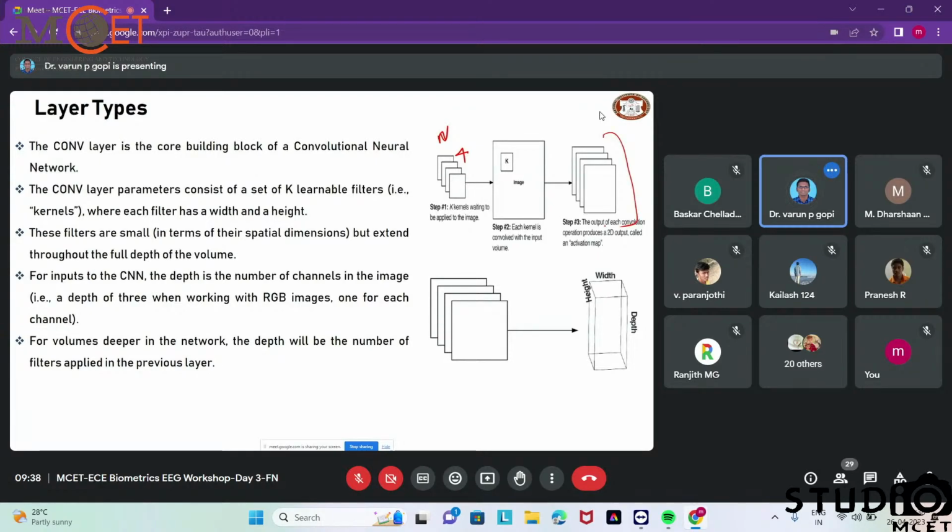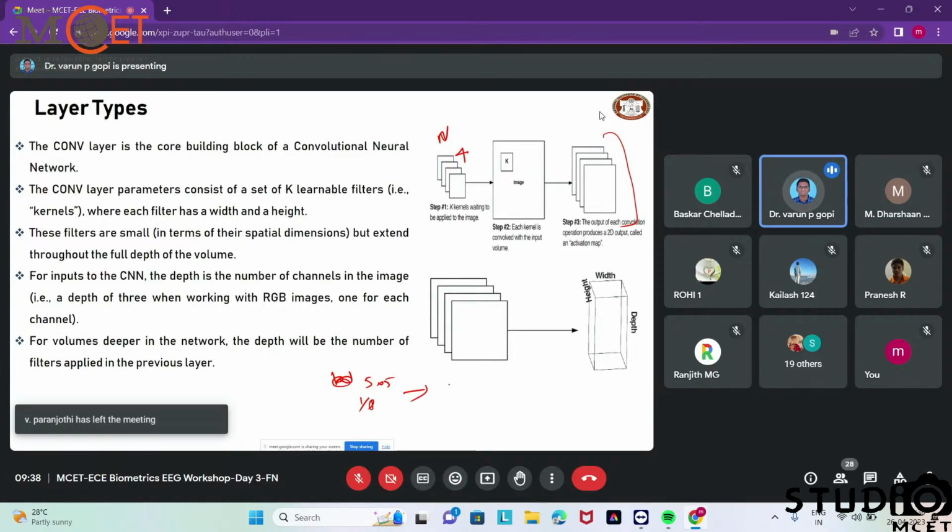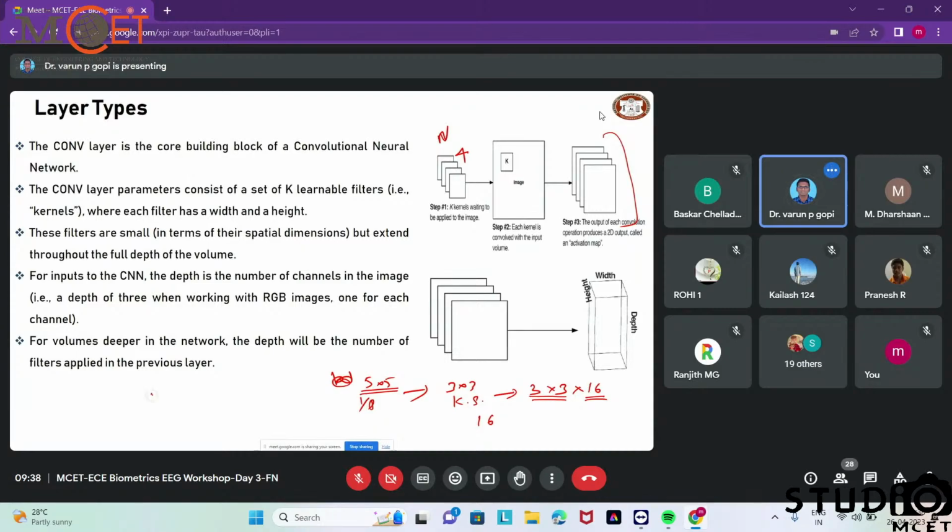Okay, so let me tell you, I have a width of 5 by 5 for the input image. I'm doing a convolution with the 3 by 3 kernel size. I'm getting a size, as we seen earlier, of 3 by 3, right? So my width and height is reduced to 3 by 3. Now assume that I have 16 such filters. That means my depth will be 16. So I am reducing my width and height from 5 by 5 to 3 by 3, and I'm increasing the depth. If you do the convolution again by 3 by 3, it becomes 1 by 1 by 16.